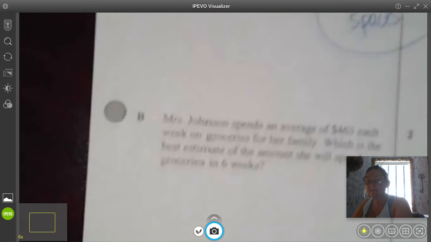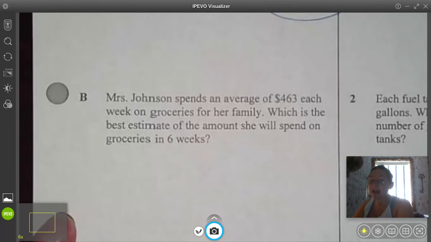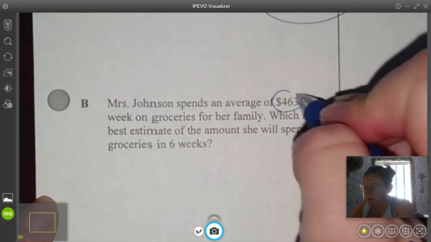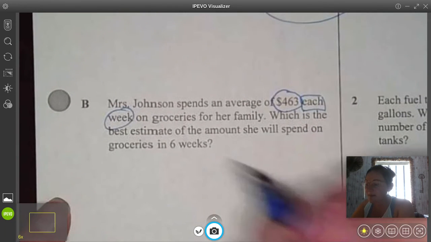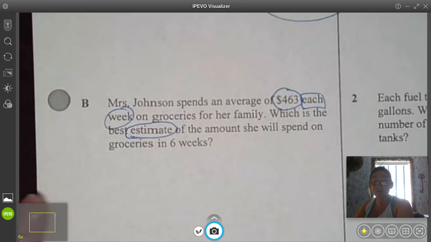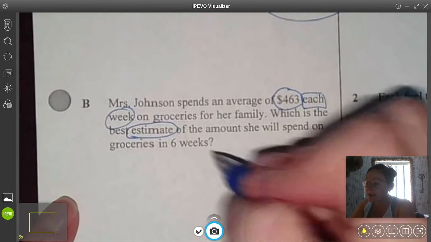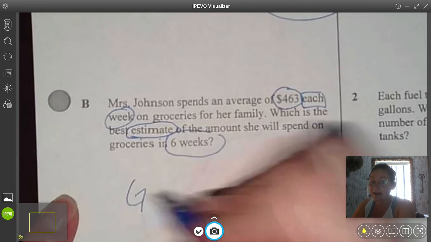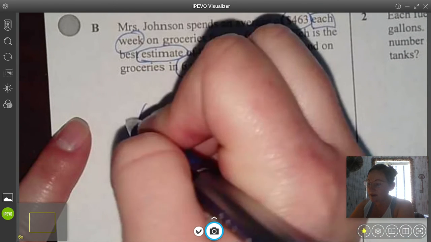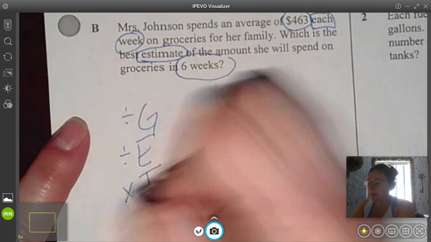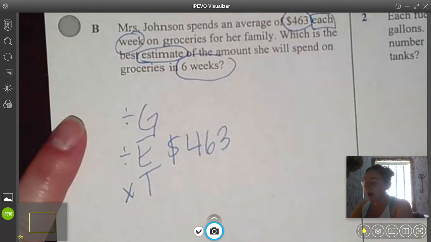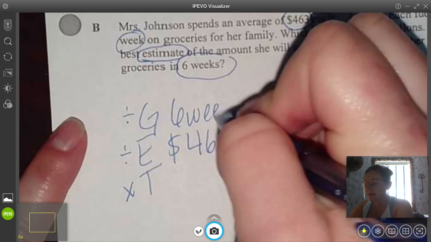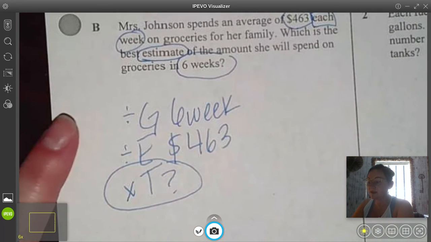Let's do one more. It says Mrs. Johnson spends an average of $463 each week on groceries. So 463 each week on groceries. Which is the best estimate, which is just pretty much just like rounding, that she'll spend in 6 weeks. So I have my get. Divide, multiply. I know each week she spends $463. And they want to know for 6 weeks. So we're solving for the total, which means to multiply.